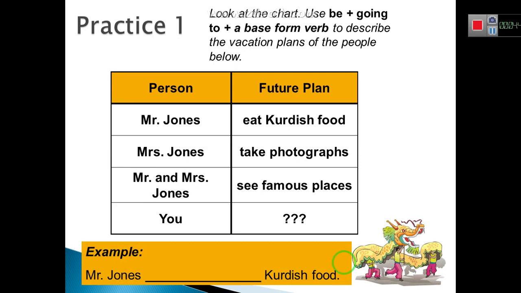Okay, for Mr. Jones, is or are? He is singular. He is, he. I have to use is. Okay, Mr. Jones is. After is what do I have? I have going to. Well done. Mr. Jones is going to. Then the base form of it is eat. Eat Kurdish food. Okay, guys, very good. Please, can you do the others? Write in your notebook.